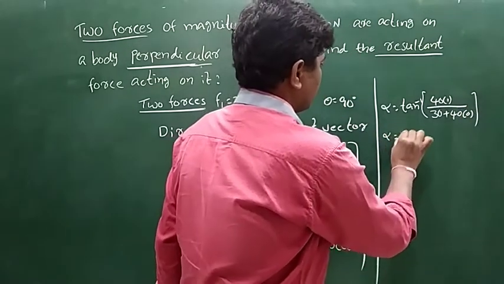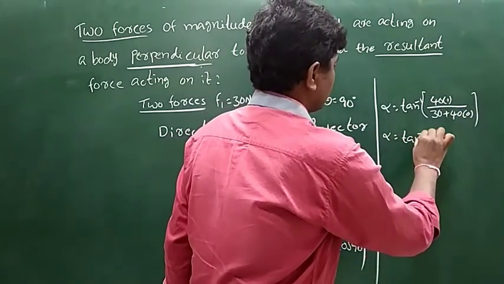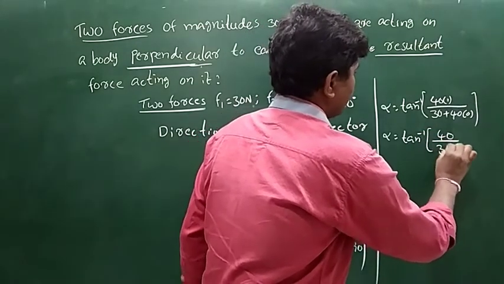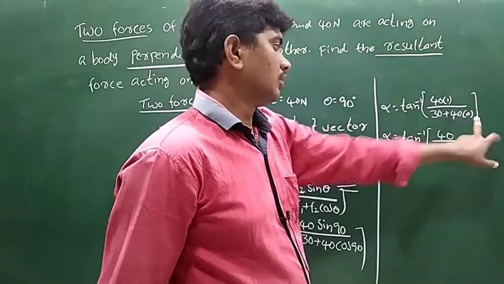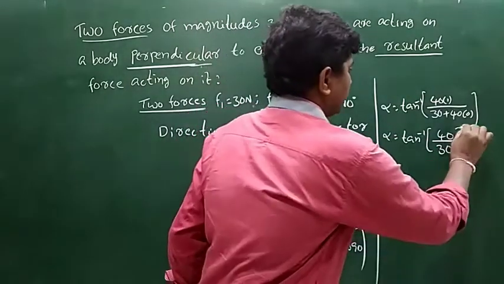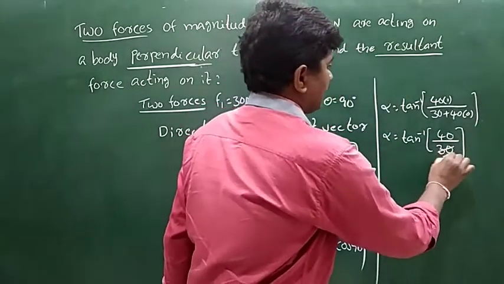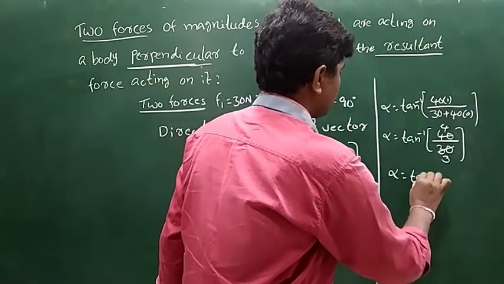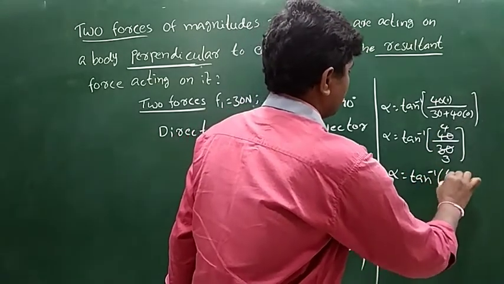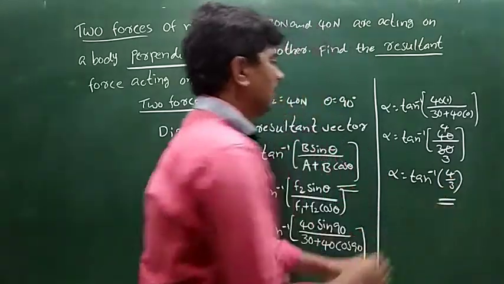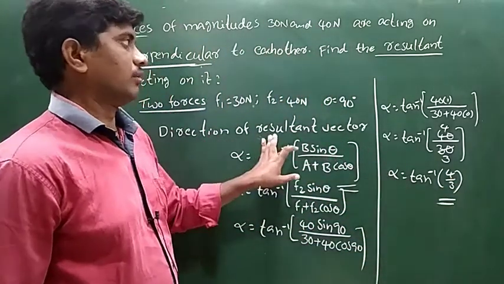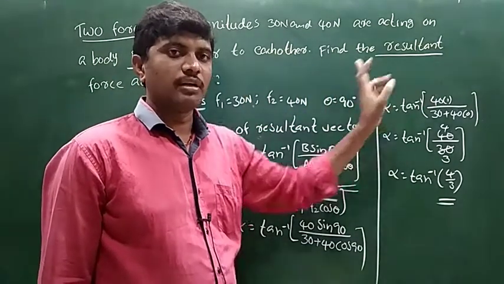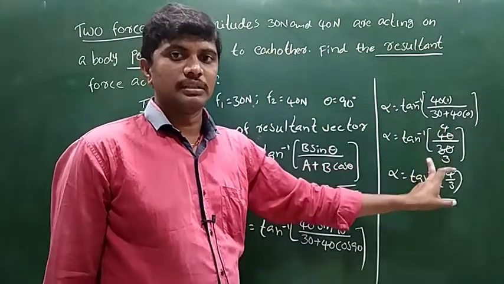Therefore, alpha is equal to tan inverse of 40 by 30, which simplifies to tan inverse of 4 by 3. This is the direction of the resultant vector. Now we have found the resultant vector: first the magnitude, second the direction. These are the answers.